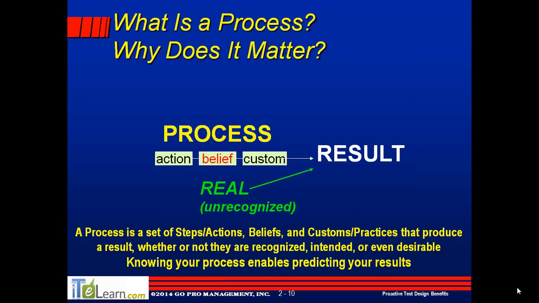There are two types of processes. There is the real process that's producing your results. And very often, people are unaware of the real process. And then there is the presumed process, what people think is producing their results. The presumed process is often a defined process. Now, a process can be defined without being documented. If it is documented, indeed it is defined.